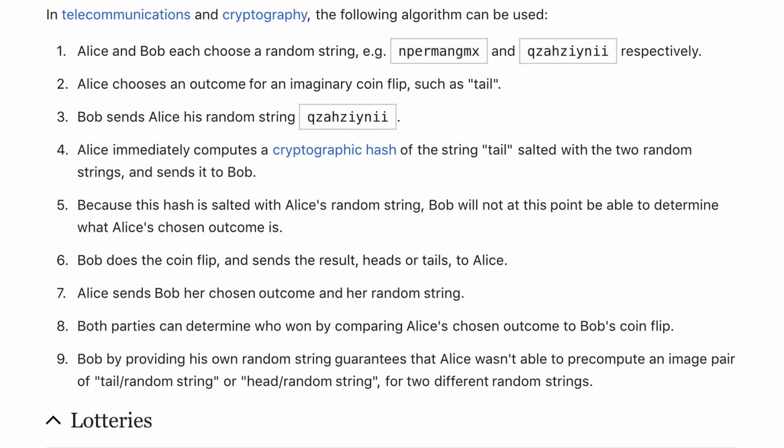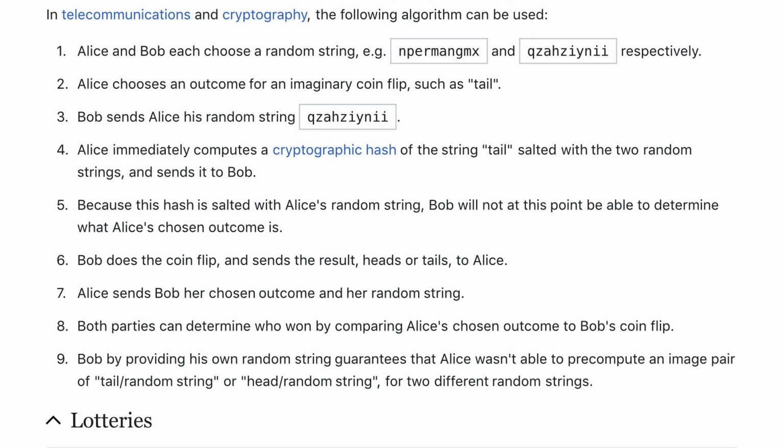Alice and Bob each choose a random string, e.g., NPERMANGMX and QZAHZIYNII, respectively. Alice chooses an outcome for an imaginary coin flip, such as tail. Bob sends Alice his random string, QZAHZIYNII. Alice immediately computes a cryptographic hash of the string tail, salted with the two random strings, and sends it to Bob. Because this hash is salted with Alice's random string, Bob will not at this point be able to determine what Alice's chosen outcome is.